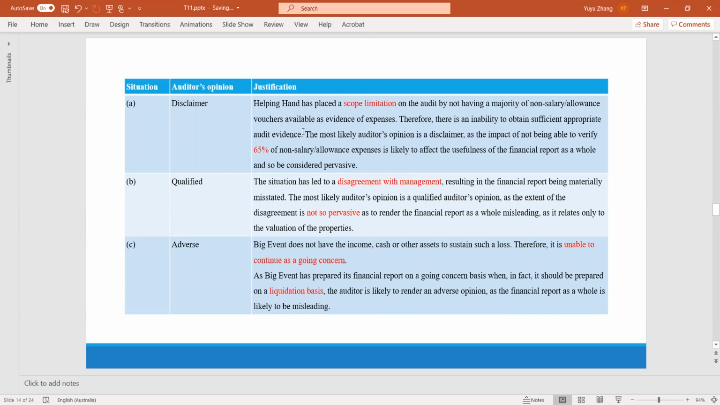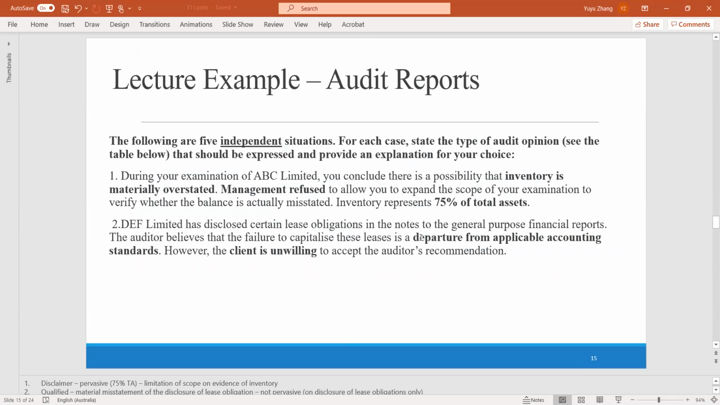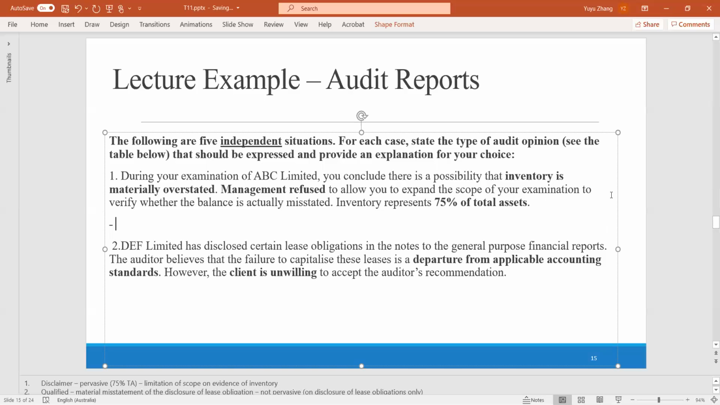So answers are here, and you could revisit that after the class. Okay, so let's do another try. So those are the lecture examples. Okay, so the following are 5 independent situations. For each, state the type of audit opinion and also explain why. Okay, so in the first one, for ABC Limited, you suppose the inventory might be materially overstated, but management refused to allow you to expand the scope of your test. Inventory represents 75% of the total assets.